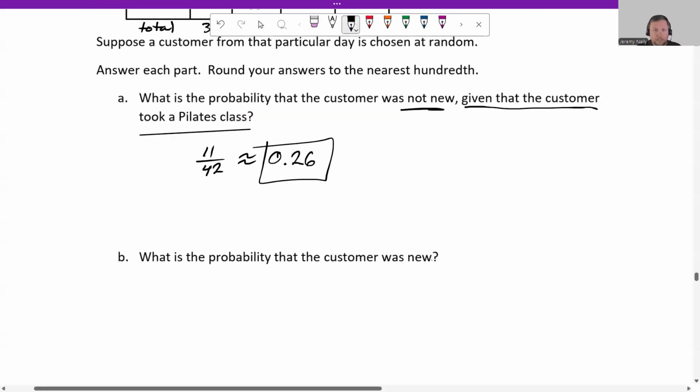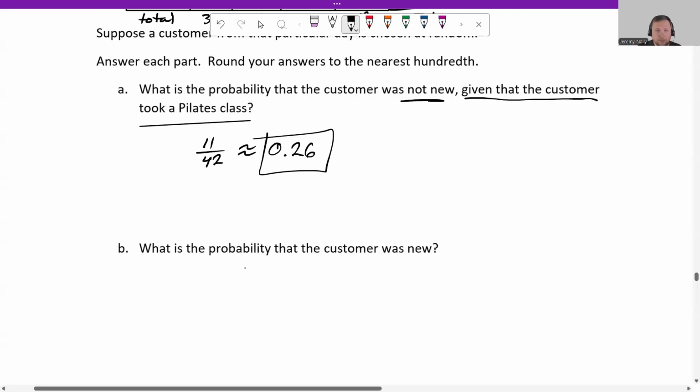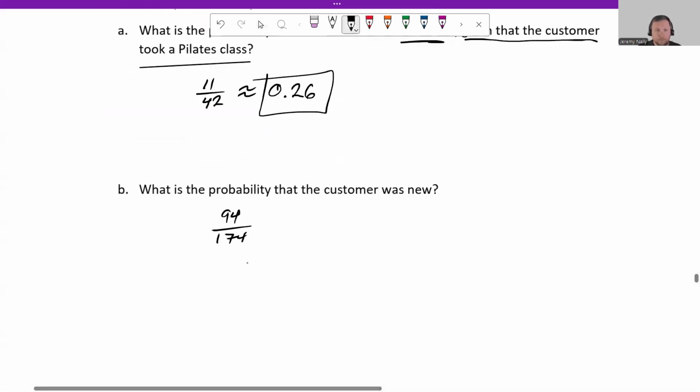What is the probability that the customer was new? There's no condition here. So then that's just going to be the number of new customers over the total number of customers. So I get 0.54.